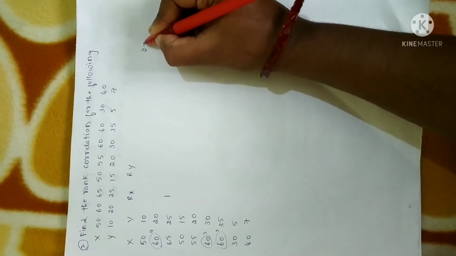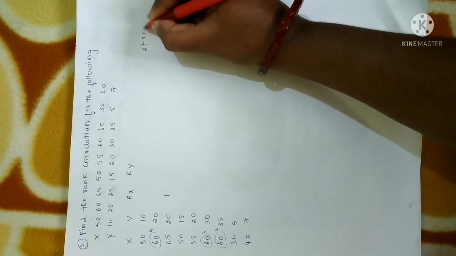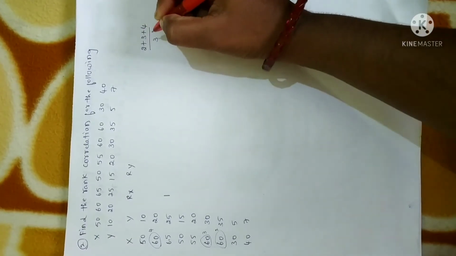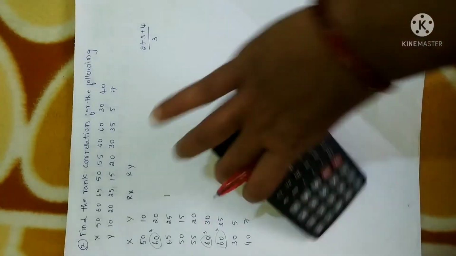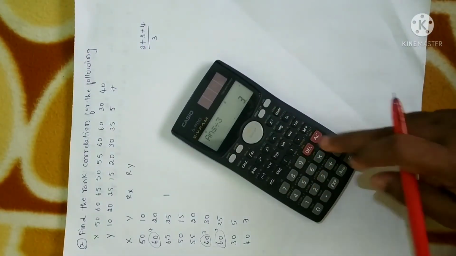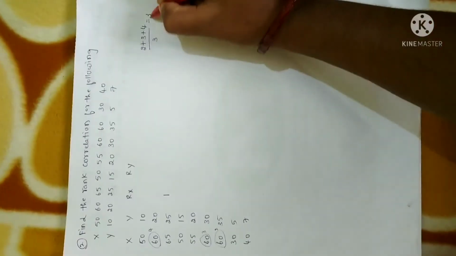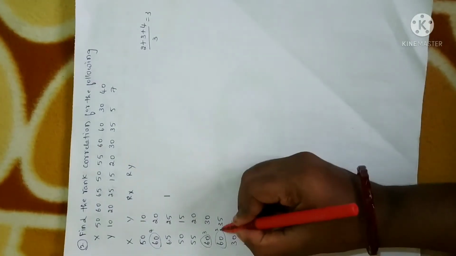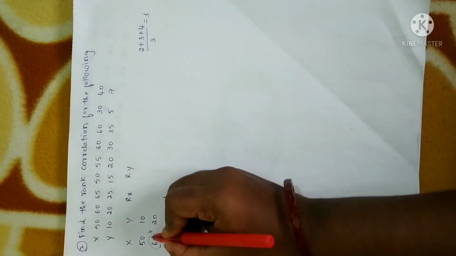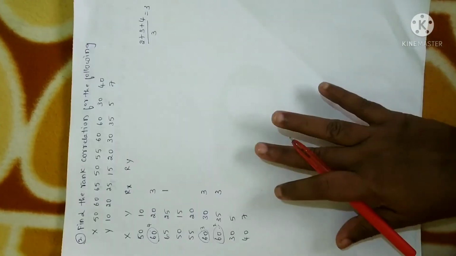Now you have to add all the ranks: 2 plus 3 plus 4. How many times is it repeating? It is 3 times. So divide it by 3. So let me do that. When you do it, you will get 2 plus 3 plus 4 divided by 3. You will get 3. Fine. So you have to place the rank 3 for second rank as well as for third rank as well as for fourth rank. Is it clear?